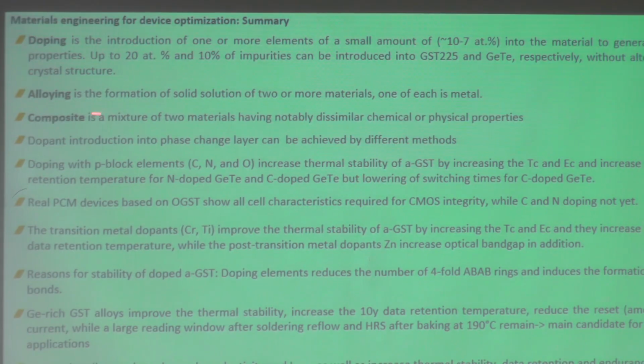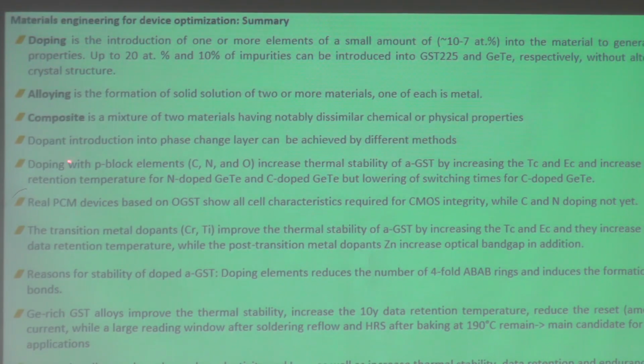And alloying is the formation of a solid solution of two or more materials, one of which is a metal. And if you have the precipitation of a secondary phase in the alloy, where the main phase is GST and the secondary is not a GST phase, then we will talk about a composite, which is a mixture of materials with different chemical and physical properties.